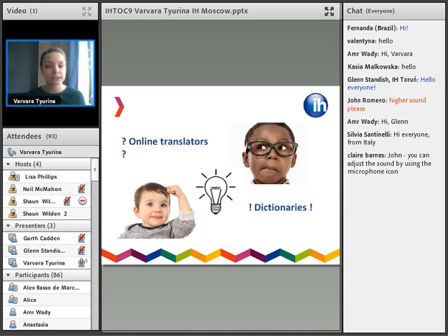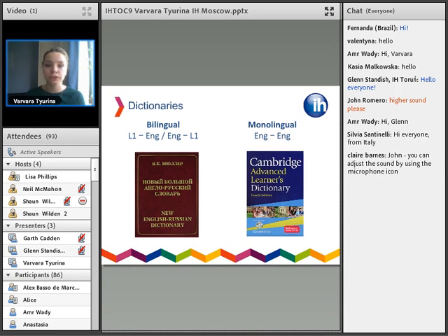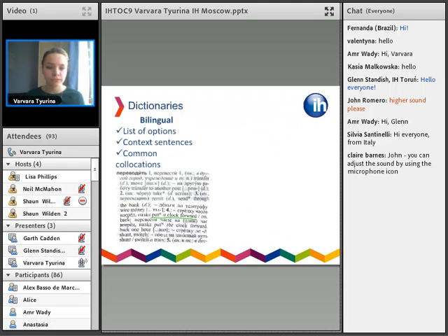Now, there are different types of dictionaries, and I would like to split them into two major sections. So these could be bilingual dictionaries that give you translation from L1 into English and the other way around, from English into L1. And then you have monolingual dictionaries, so dictionaries that stay within one language. Let's have a closer look at these types of dictionaries.